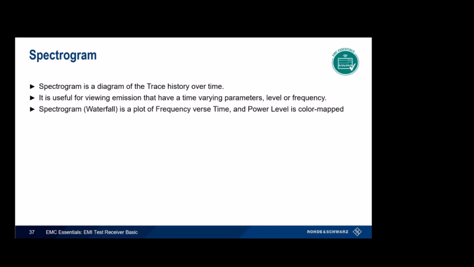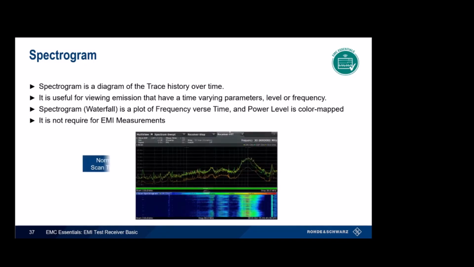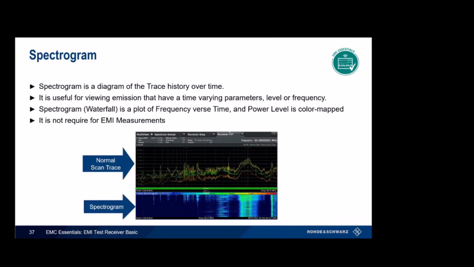Sometimes you have heard spectrograms being referred to as waterfall, a plot of the frequency versus time with power levels being color-coded. It is not required for an EMI measurement, but sometimes the action of using it is required just so you can pass the normal test. Here is a spectrogram aligned with a scan window. Notice how easy it is to see the pattern of the signal from the spectrum to the time domain on the spectrogram. So as emissions move or change, we can see in time if they're repeating or coming back.